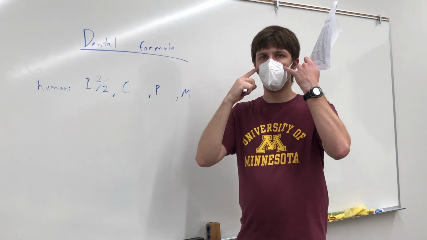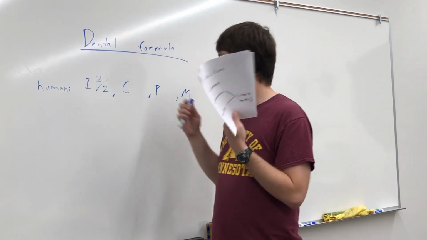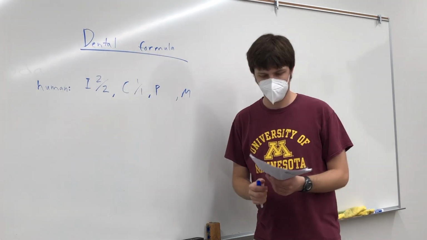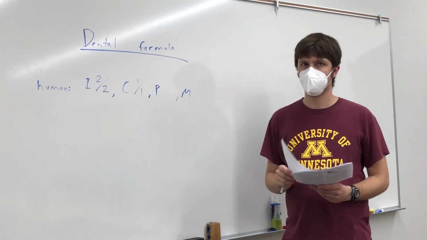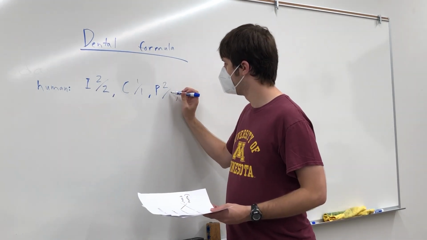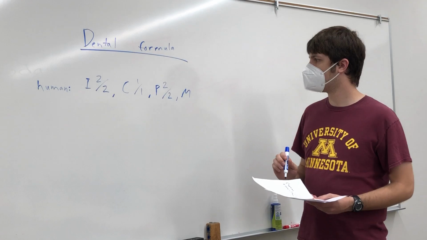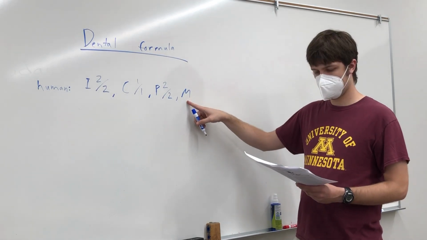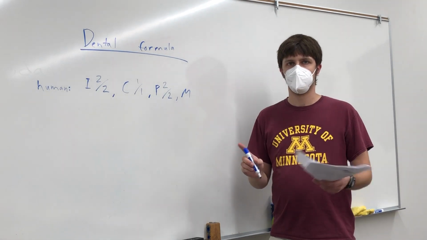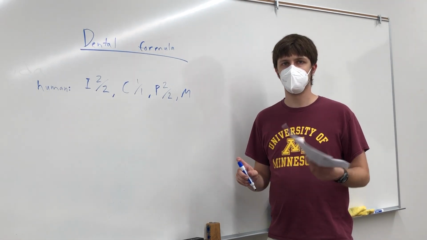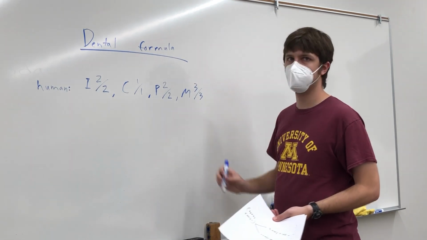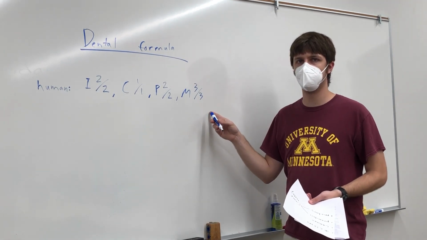Canines, you have 1 on the left, 1 on the right, 1 upper and lower, so 1 over 1. Premolars, we have 2 upper premolars, 2 lower premolars. Molars, this is tricky because if you count wisdom teeth, which we do because evolutionarily we have those, then it's 3 over 3. Most people probably have now 2 over 2.